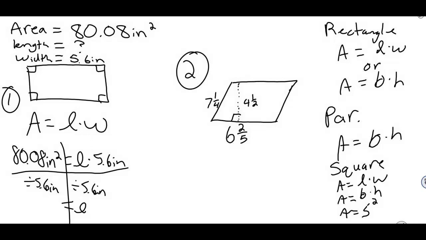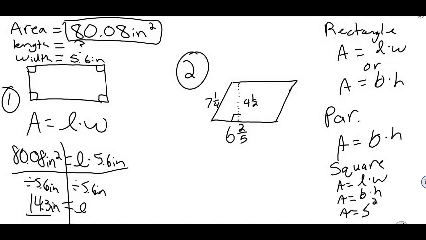What did you get? Kaden? 14 3/10 inches. How could you check your answer to see if you're right? Michael? Multiply 14.3 by 5.6. You got it. 14 3/10 times 5 6/10 should give us 80.08 inches squared. Are we good with that? All right, use that T-chart to solve for that problem.